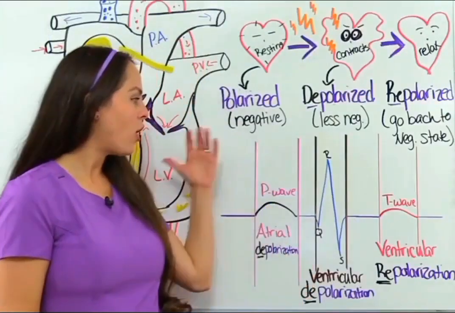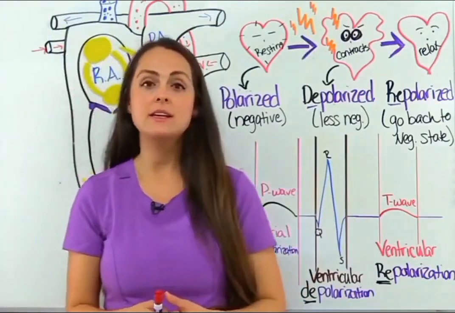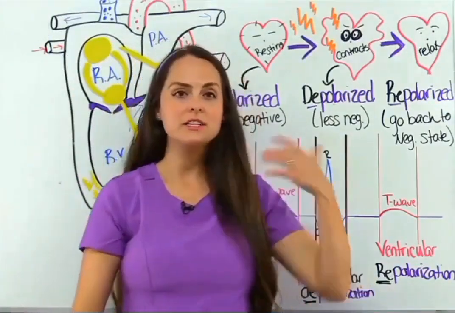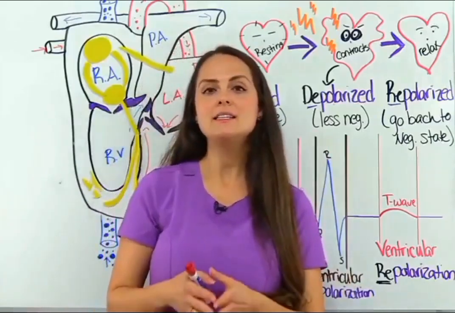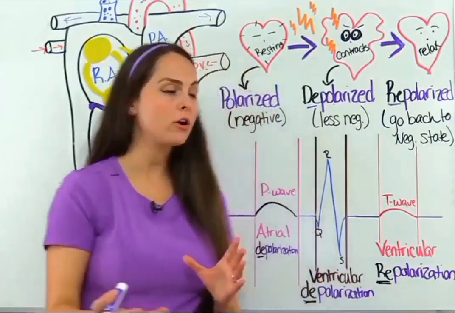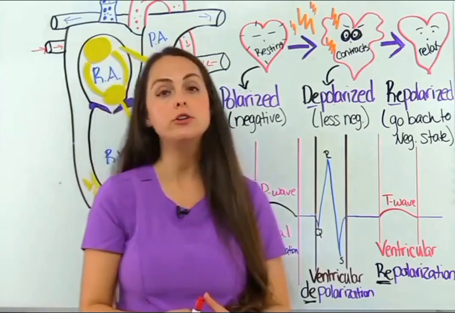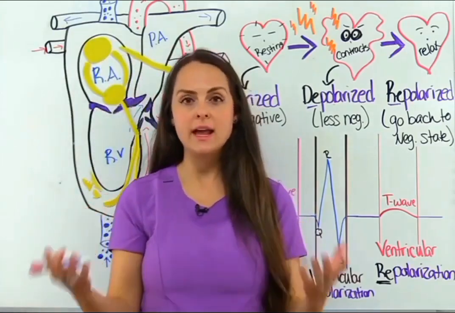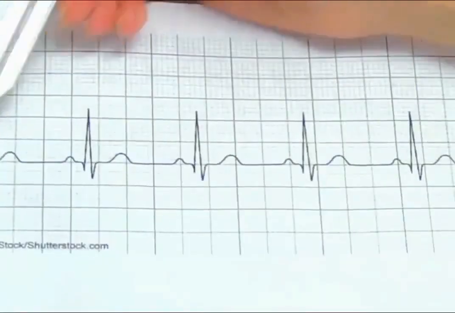So now that we've identified all the parts of the PQRST complex and where repolarization and depolarization is occurring, let's now talk about how each part should measure and what each part should look like, because this will help us analyze a rhythm. First, let's look at the P wave.